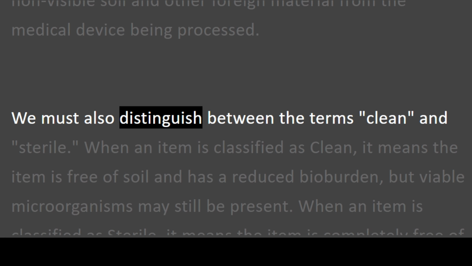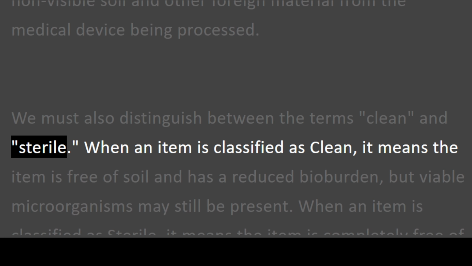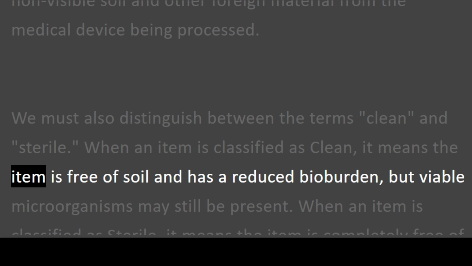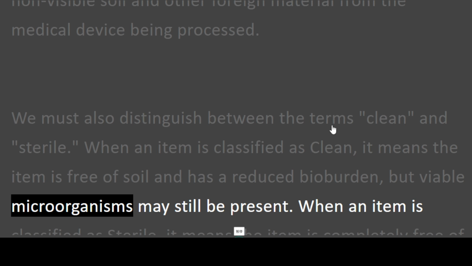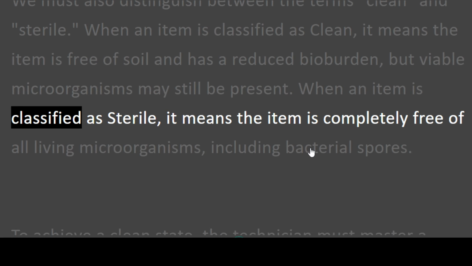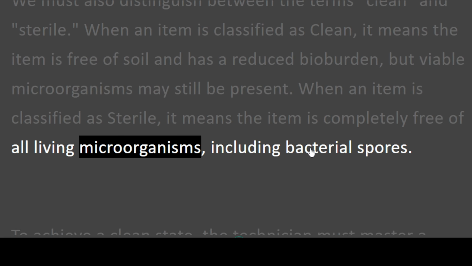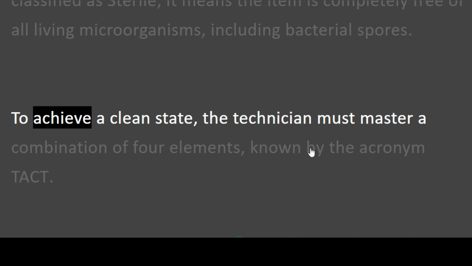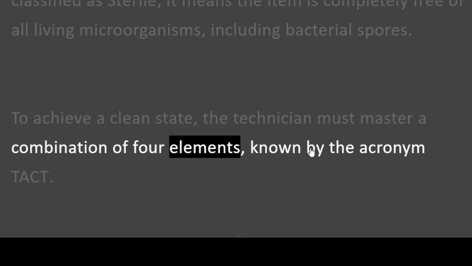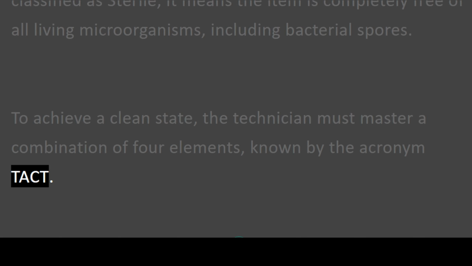We must also distinguish between the terms clean and sterile. When an item is classified as clean, it means the item is free of soil and has a reduced bioburden, but viable microorganisms may still be present. When an item is classified as sterile, it means the item is completely free of all living microorganisms, including bacterial spores. To achieve a clean state, the technician must master a combination of 4 elements, known by the acronym TACT.